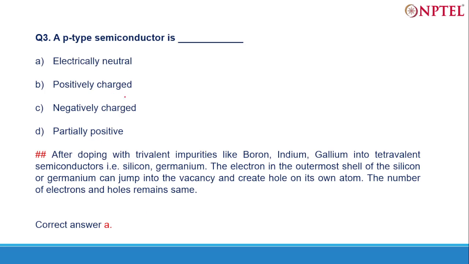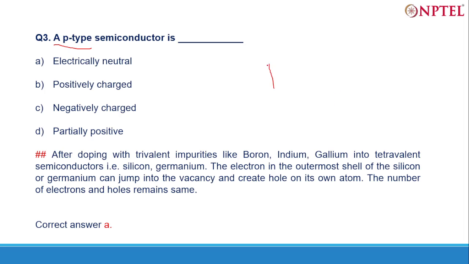So the correct answer is electrically neutral. A p-type semiconductor is electrically neutral. Don't be misled by the name: if it is p-type, you might think it should be positive, but it is not positive. Now let me show how.